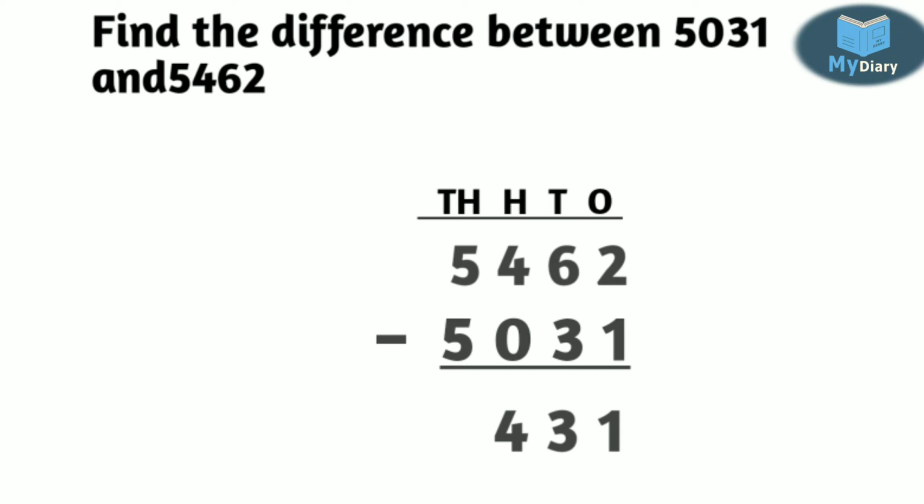Subtract ones. 2 ones minus 1 one is equal to 1 one. So, we write 1 under the ones column. Subtract tens. 6 tens minus 3 tens is equal to 3 tens. So, we write 3 under the tens column. Subtract hundreds. 400 minus 000 is equal to 400.